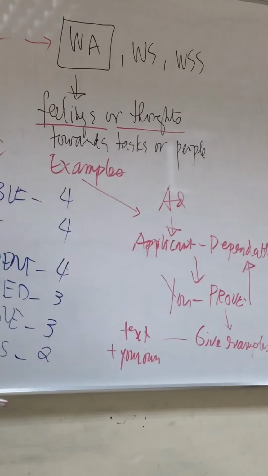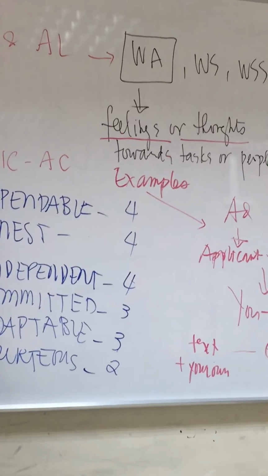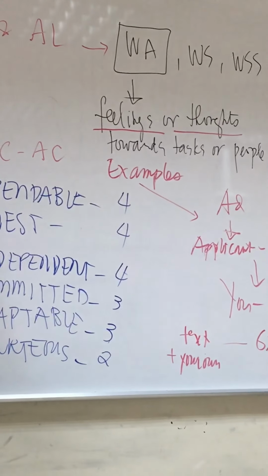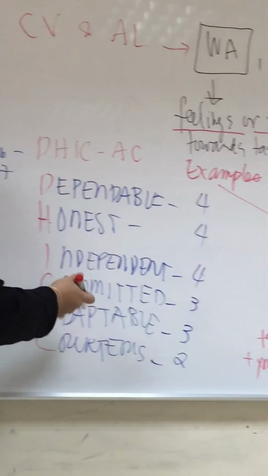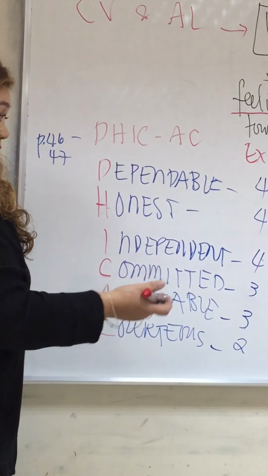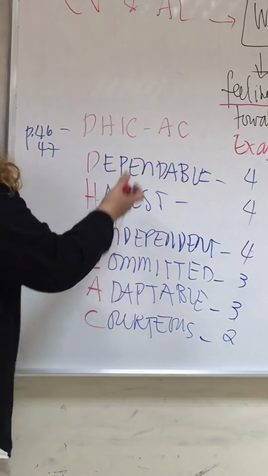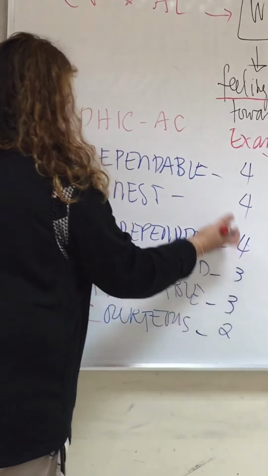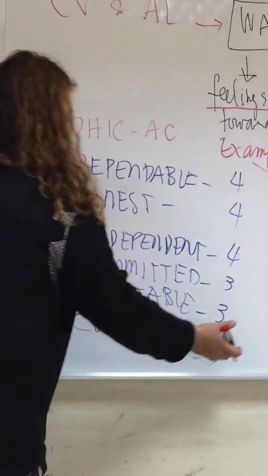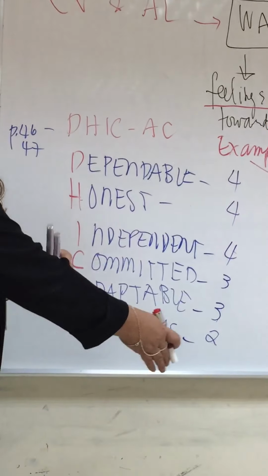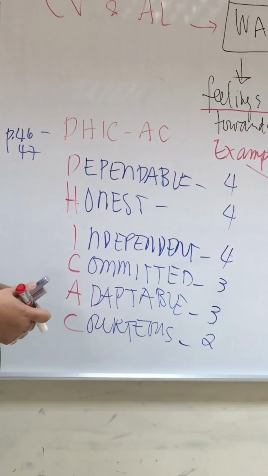So as with the WA and the WSS, it's the same. The ad is looking for someone who is honest. You are the applicant. You need to prove that you are honest, so you have to give examples. And you can use the general examples which are found in the text, of course, plus your own, since you have been acting like that all the time.